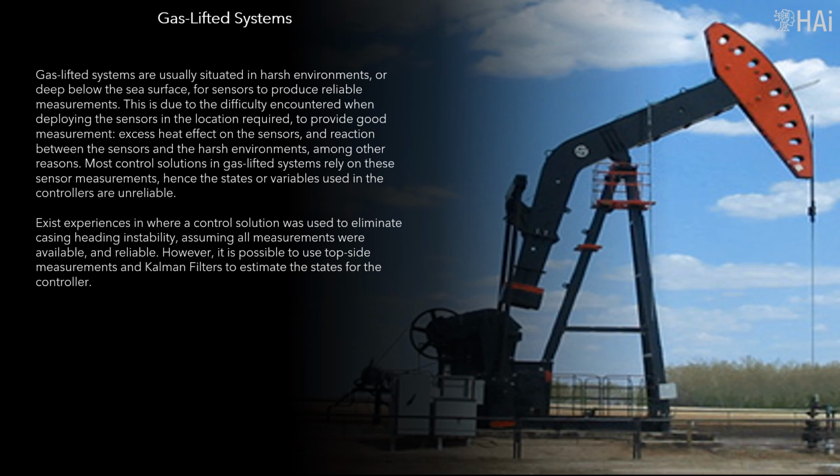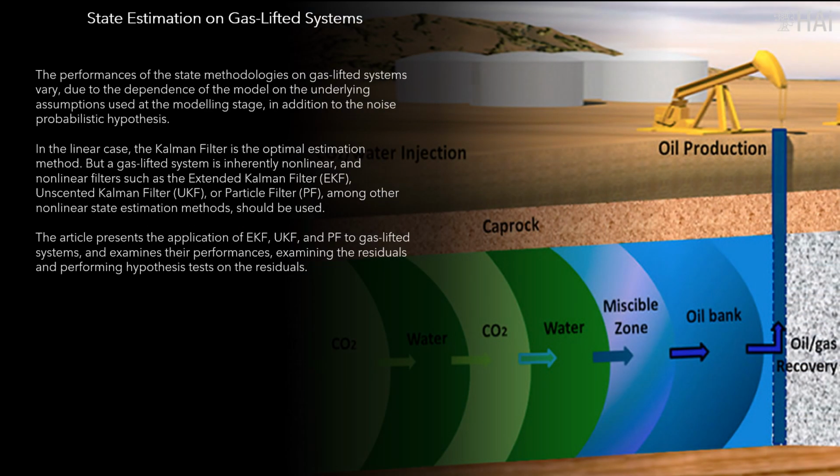Most control solutions in gas-lifted systems rely on these sensor measurements, hence the states or variables used in the controllers are unreliable. There are experiences where a control solution was used to eliminate casing heading instability, assuming all measurements were available and reliable. However, it is possible to use topside measurements and Kalman filter to estimate the states for the controller. The performances of the state estimation methodologies on gas-lifted systems vary, due to the dependence of the model on the underlying assumptions used at the modeling stage, in addition to the noise probabilistic hypothesis.